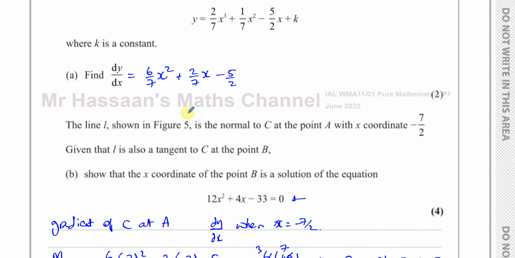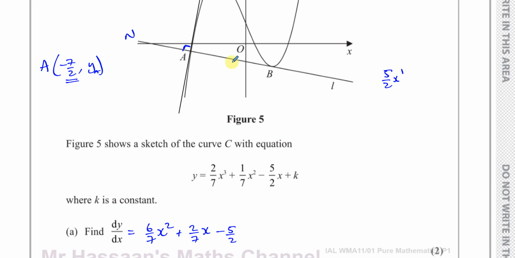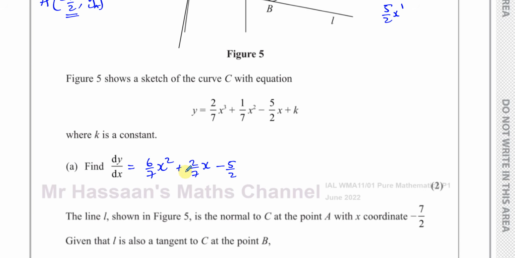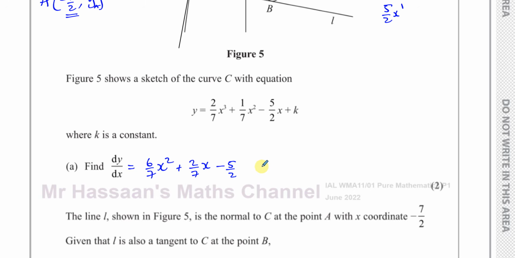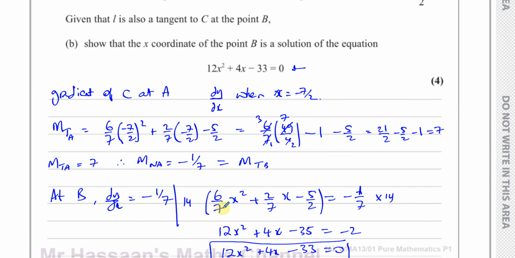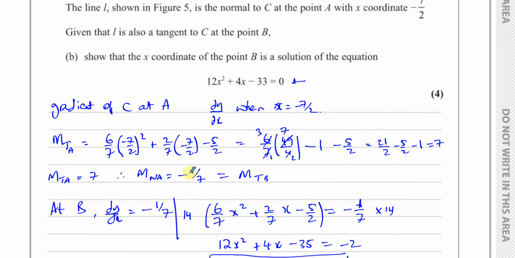First of all, you need to figure out what the gradient is at the point B by using the fact that the normal to the curve at A is the same as the tangent to the curve at B. So to find the gradient of the normal at A, you first find the tangent at A, take its negative reciprocal, and that will be the gradient of the tangent at B. Then you equate the gradient to that value to find the places on the curve where the curve has a gradient of negative 1 over 7. Okay, so there's part A and B done.